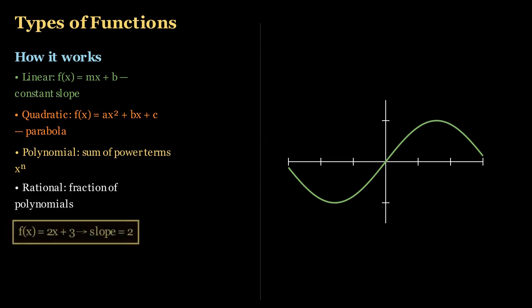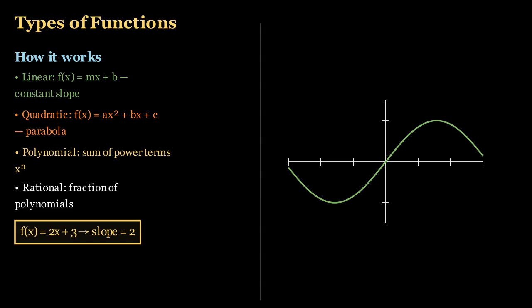A rational function is a fraction where the numerator and denominator are both polynomials, like 1 over x. That one has a break at x equals 0 because you can't divide by 0, so the domain excludes it. Let's solve a real problem.